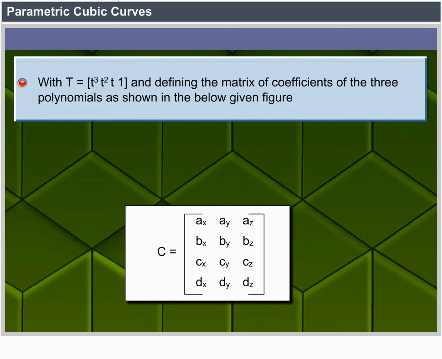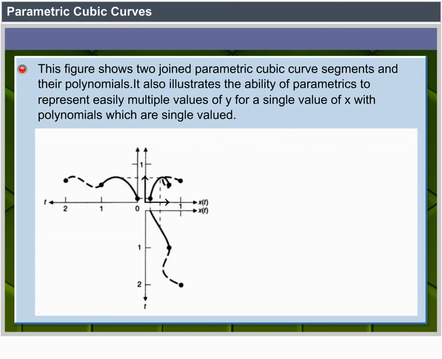This figure shows two joined parametric cubic curve segments and their polynomials. It also illustrates the ability of parametrics to represent easily multiple values of y for a single value of x with polynomials that are themselves single-valued.